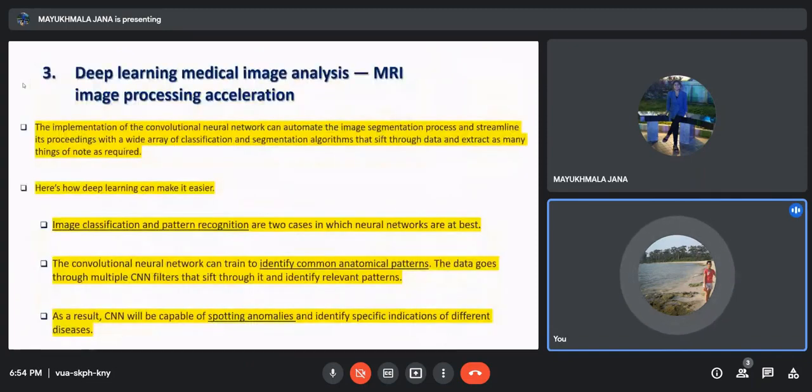Now, coming to the field of medical image analysis, convolutional neural network methods are also increasingly applied in a wide range of areas to complement or replace traditional models. They have shown remarkable improvement in several image processing areas such as image reconstruction, image quality improvement, and image segmentation. Image recognition techniques can spot anomalies and identify specific indications of different diseases with the help of neural networks.